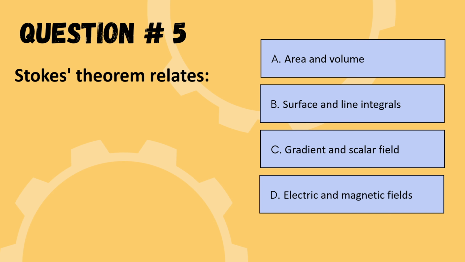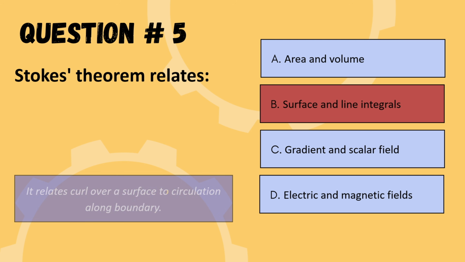Next question is, Stokes theorem relates, options are area and volume, surface and line integrals, gradient and scalar field or electric and magnetic field. So the correct option is option B, surface and line integrals. So we are moving to the next question.